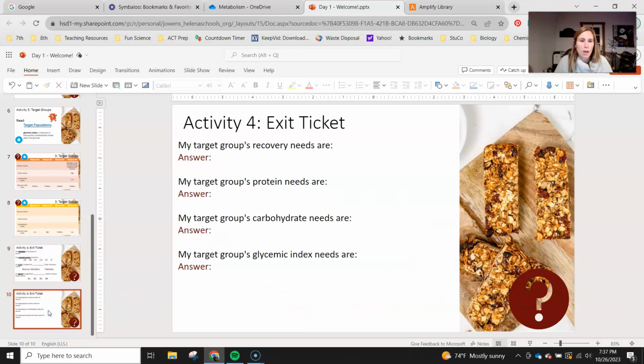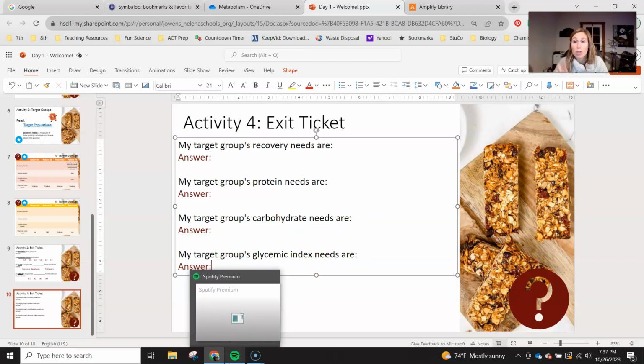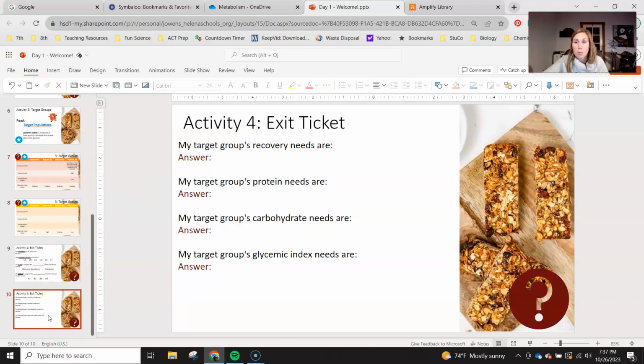Okay, finally, the last part of your exit ticket. This is kind of a refresher from what you guys did in 6, 7, and 8. Okay, once you figure out what your target group is, you guys are going to refresh yourself and refocus yourself. So what's your group's recovery needs? Okay, what's your target group's protein needs? What's your target group's carbohydrate needs? And what's your glycemic index needs? And we might edit these as I help you guys correct them. When you guys do day 2, you guys will get a corrected list, just in case you weren't quite accurate here, you guys will have an accurate list to go on. But this just sums up what you guys are doing for the day.